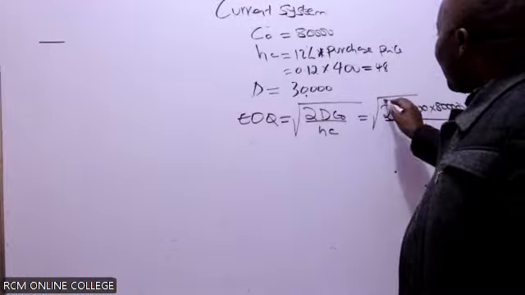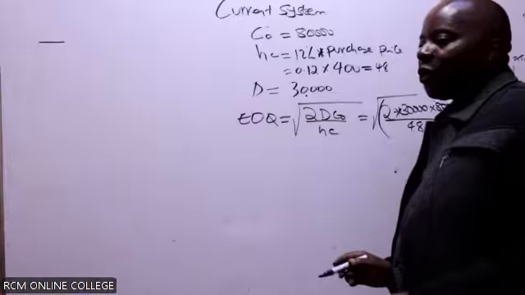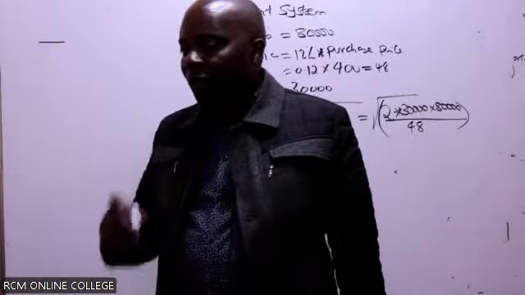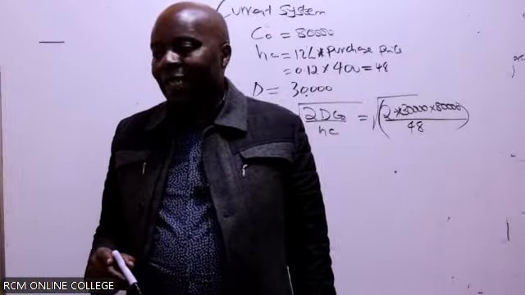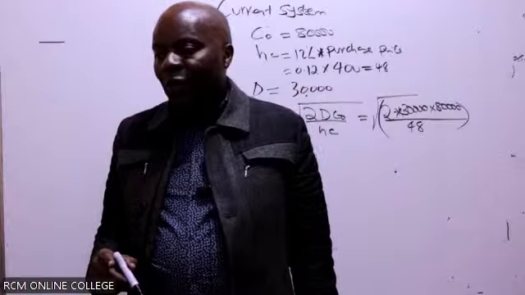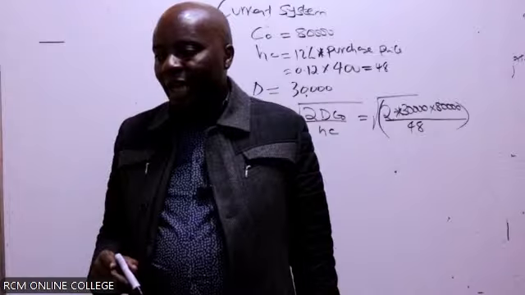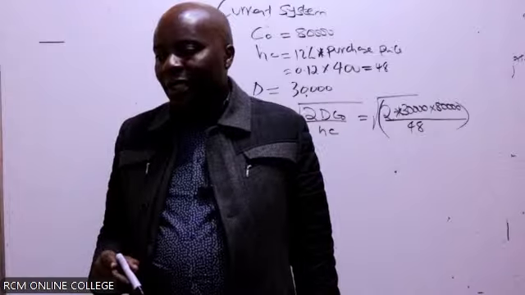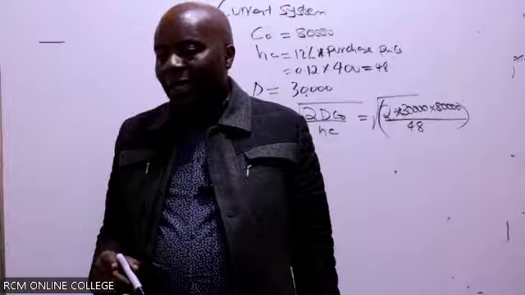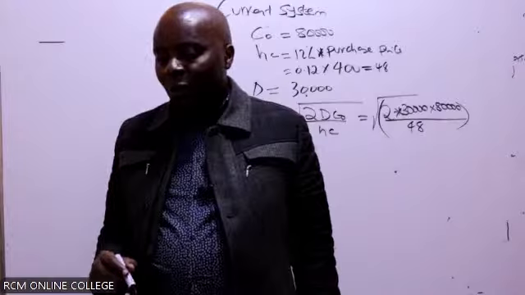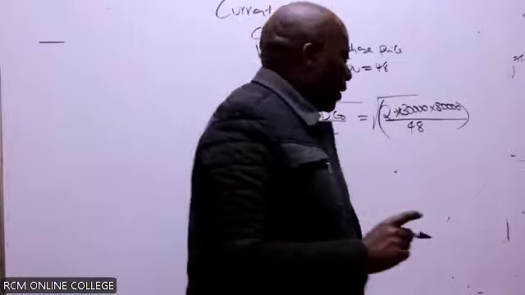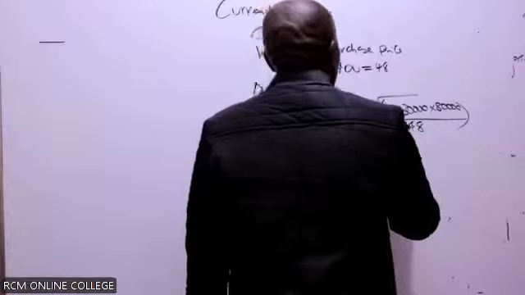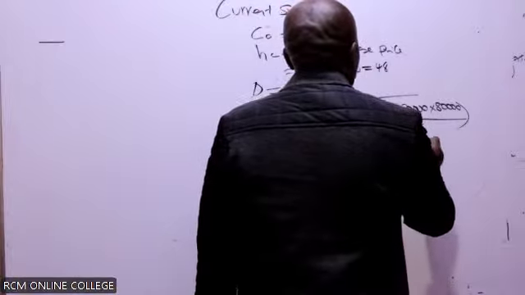And then don't forget that first of all, we shall evaluate what we have in brackets. You say 2 times 30,000 times 80,000. Then we divide by 48. Whatever answer we get, we find the square root. So they're telling me that these are 10,000 units.